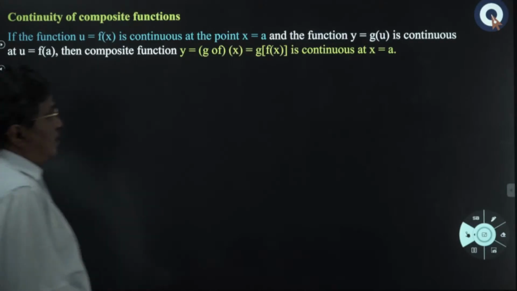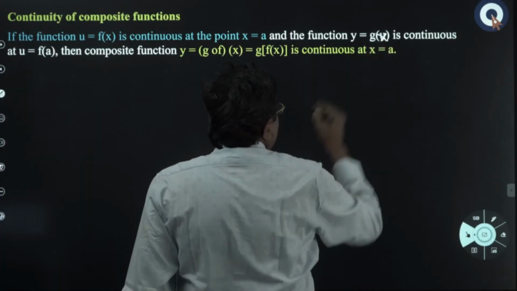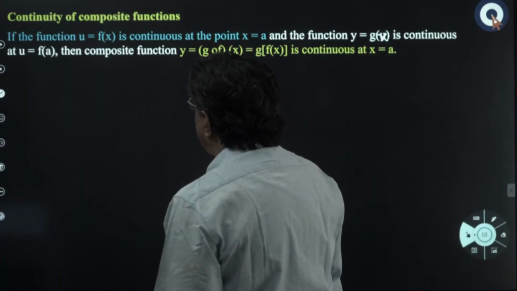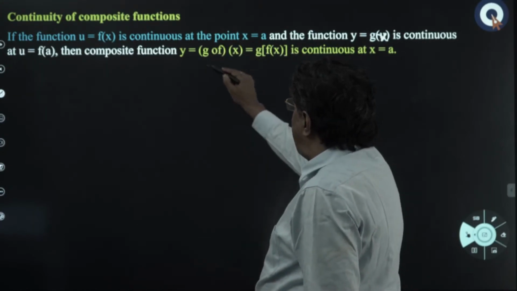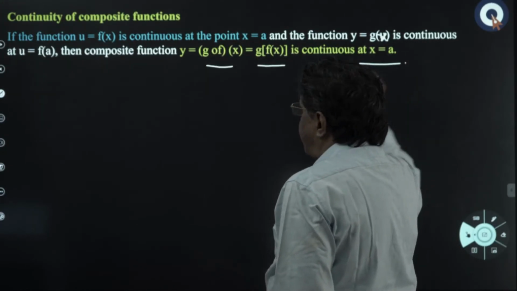And then the composite functions: if the function f(x) is continuous at a point a and g(x) is continuous at u equal to f(a), then the composite function g circle f is continuous at x equal to a.